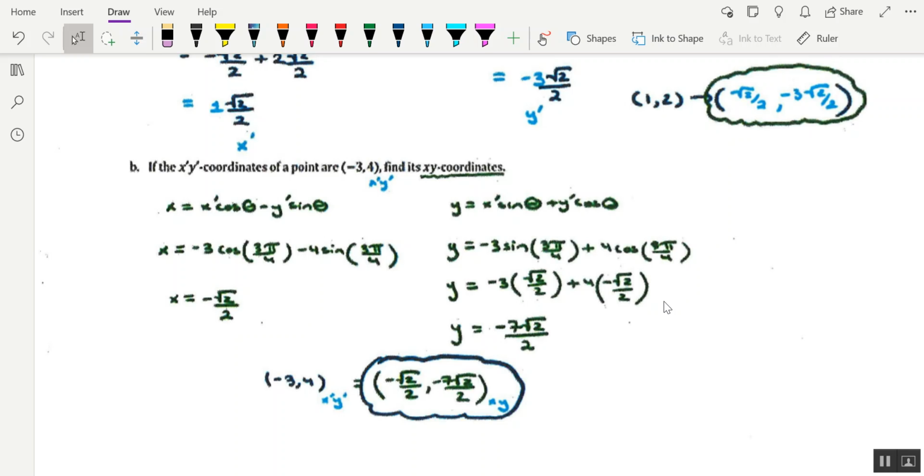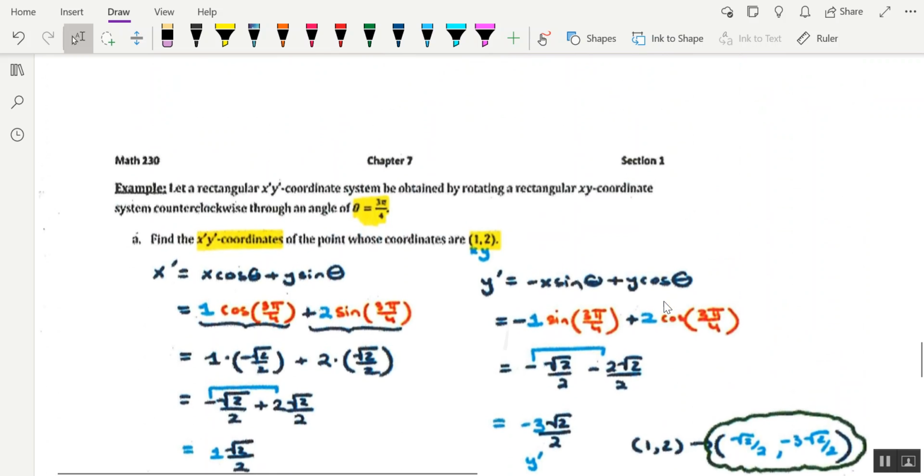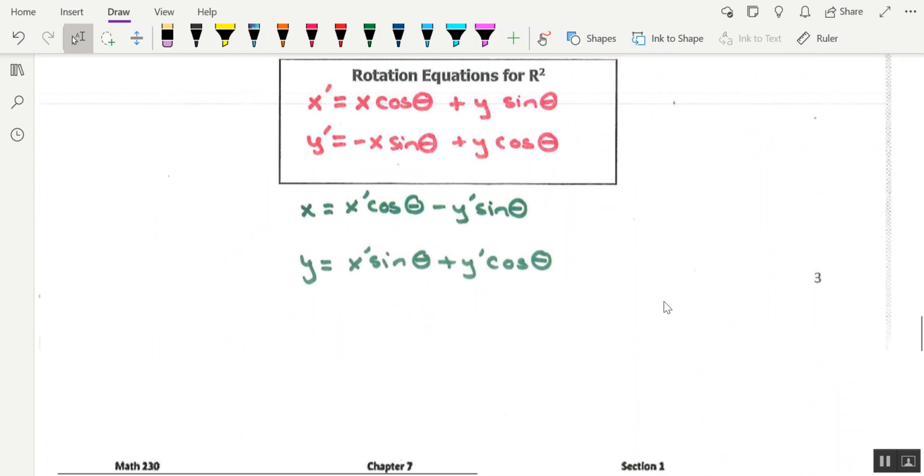Mr. C here, and what I'm going to do in this video is just narrate a solution to part B of the last example of the section 7.1 note packet. So just a quick reminder, what we were doing here was using the rotation equations for R2. Okay, so I gave you some formulas.